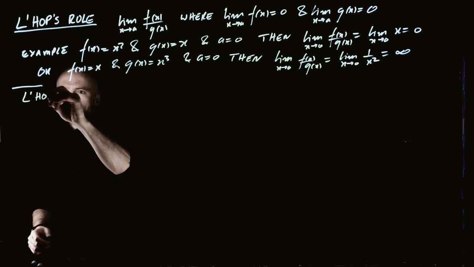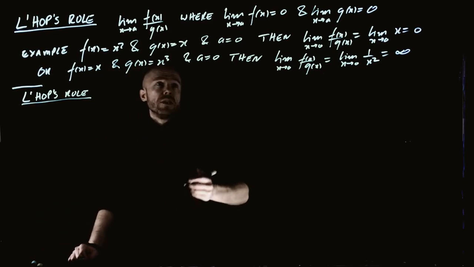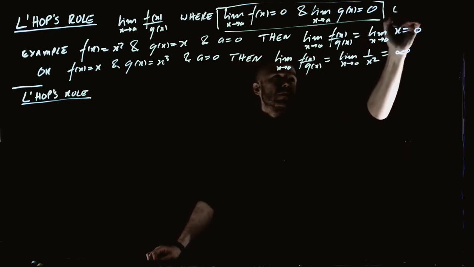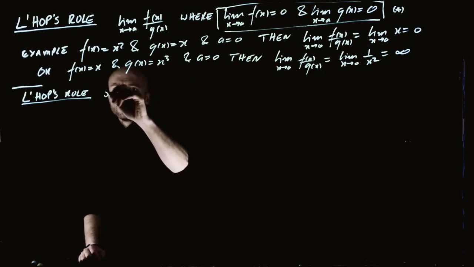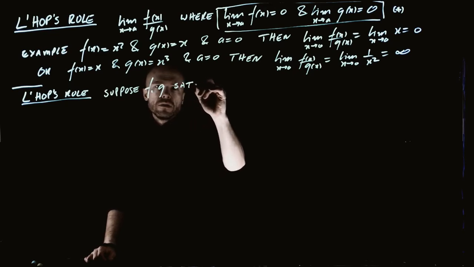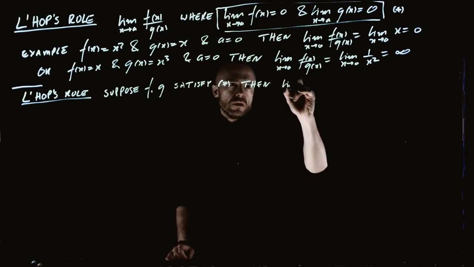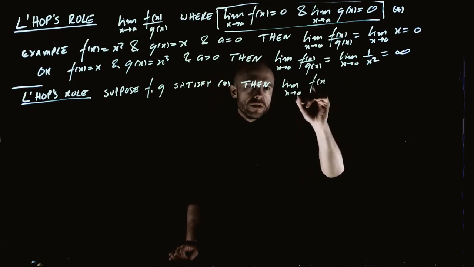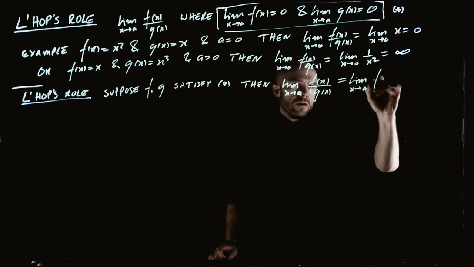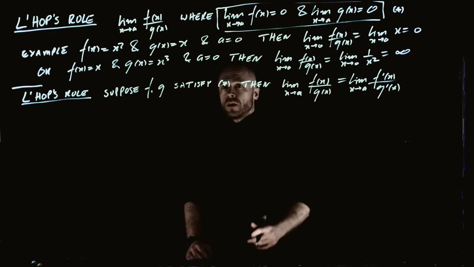So, L-Hop's rule. Suppose we have these conditions, call this thing star, and g satisfies star, then the limit as x tends to a of f of x over g of x is equal to the limit as x tends to a of f prime of x over g prime of x, if this limit exists. Okay?